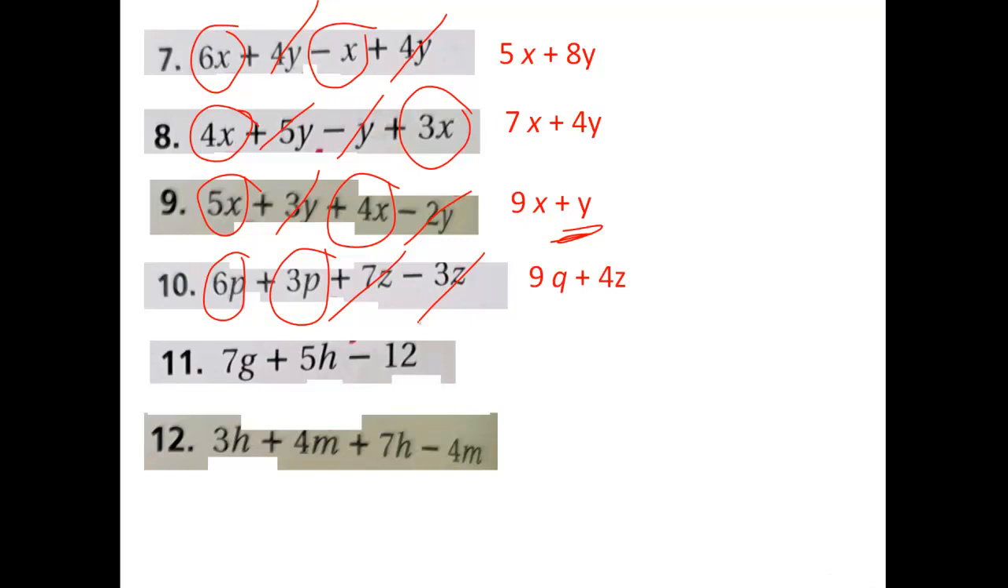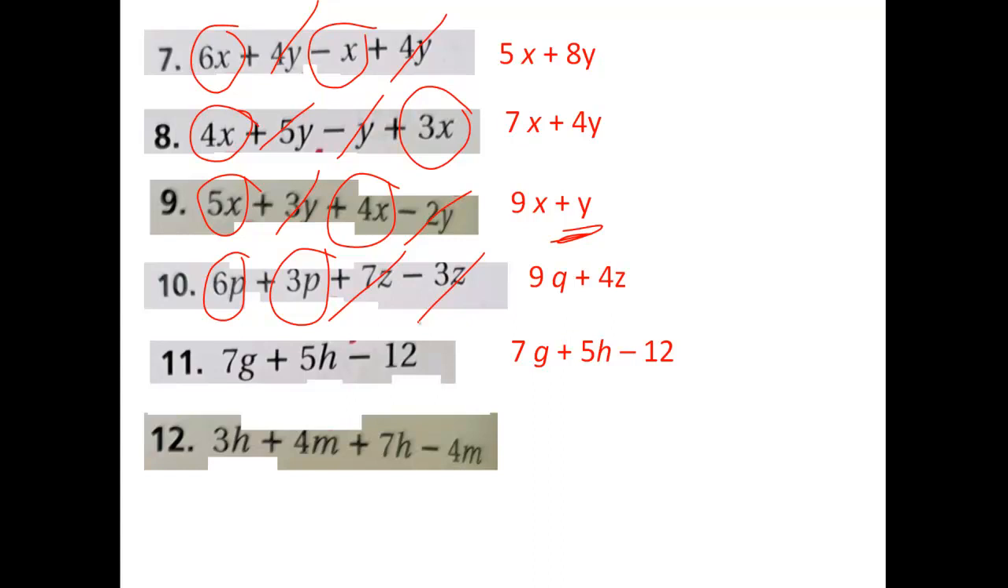Question 11. 7g plus 5h negative 12. Do we have any like terms here? Do we have like terms? We have another g, we have another h? No, so it will be the same.